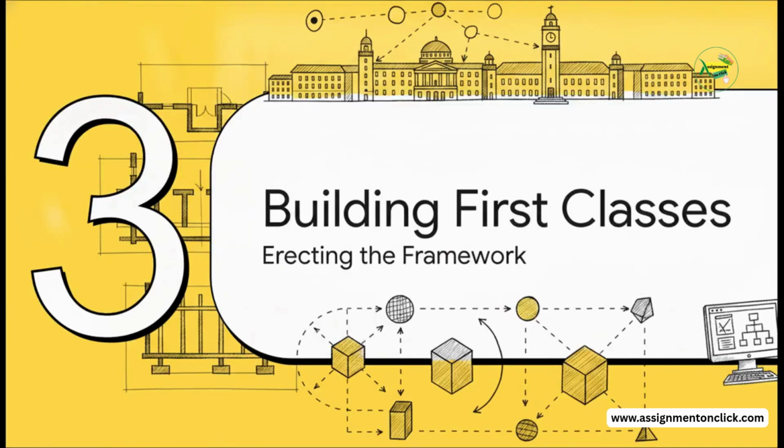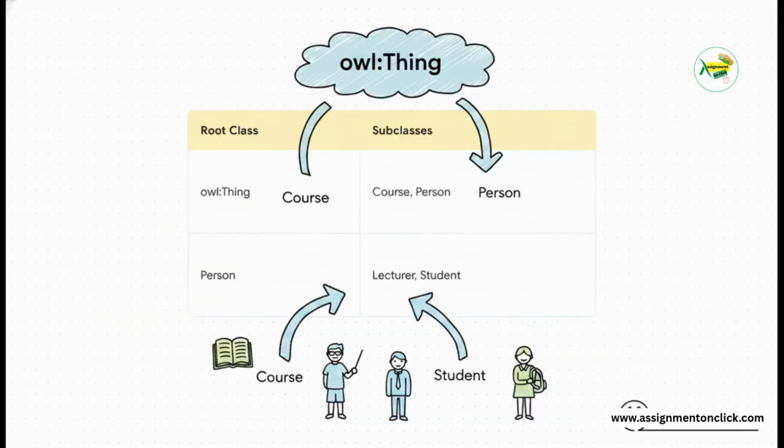Step 3. Building your first classes. Let's erect the framework. In this world, we call our categories classes, and every single class you create automatically sits right under a built-in root class called owl:Thing. So let's build out our hierarchy. We'll add Course and Person straight under owl:Thing. Then right underneath Person, we'll drop in Lecturer and Student. Now here is a golden rule. Always, always use singular nouns for your classes. It's Student, not Students, because a class represents the category of a single individual object.